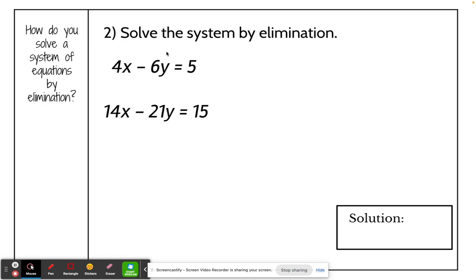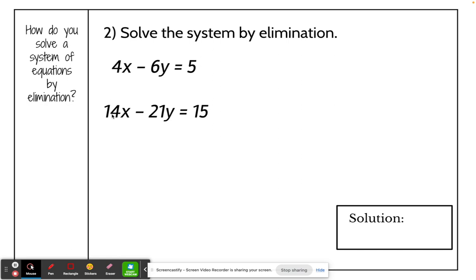Let's try my second example. Again, looking here, nothing clears out very well. So what can I do? Well, 4 doesn't even go to 14 very well. And 6 doesn't go to 21. I'm kind of sitting here scratching my head a little bit. I'm going to have to change both equations. So what can I change?